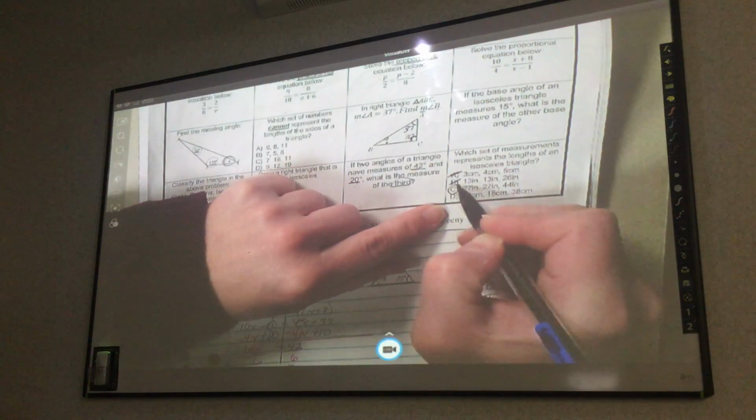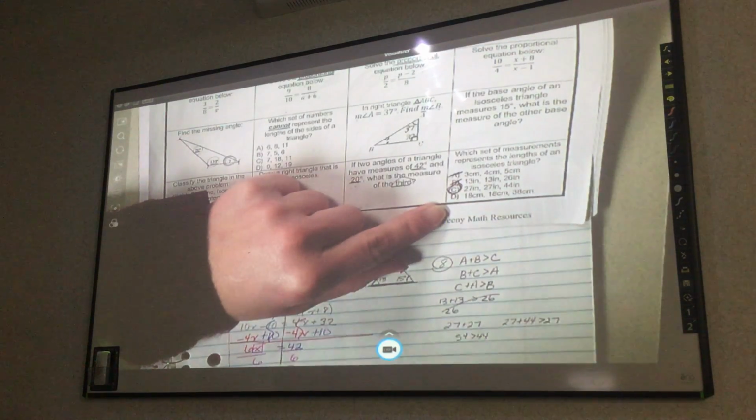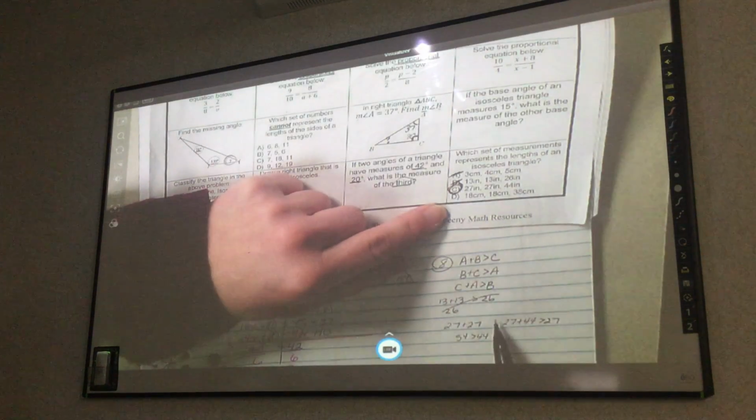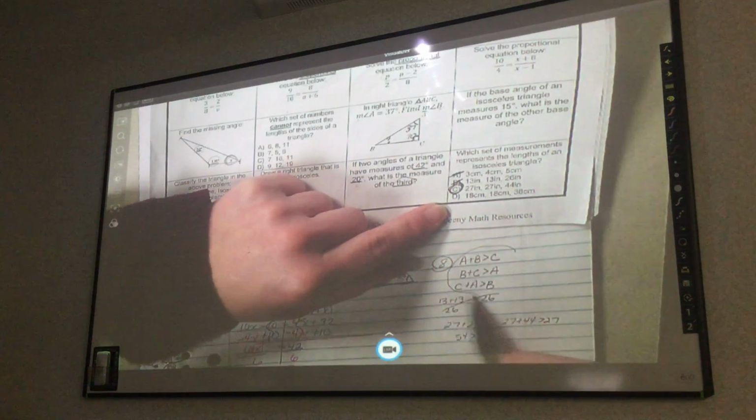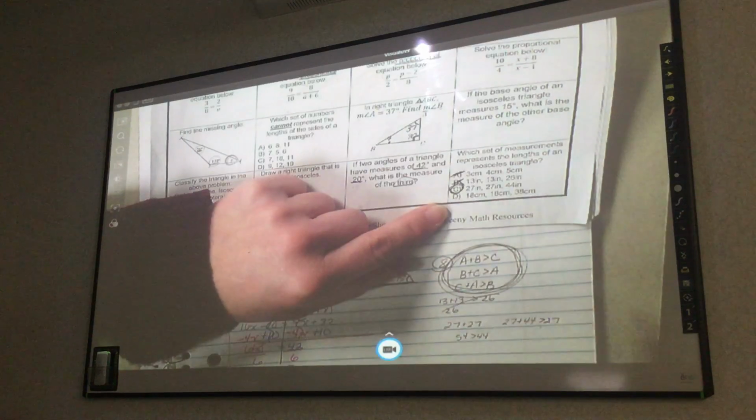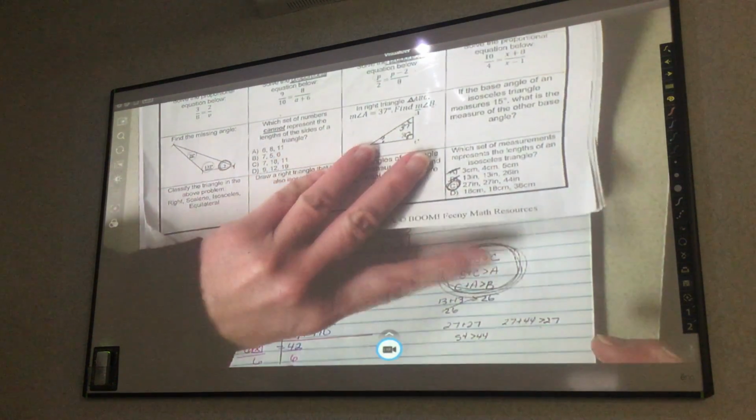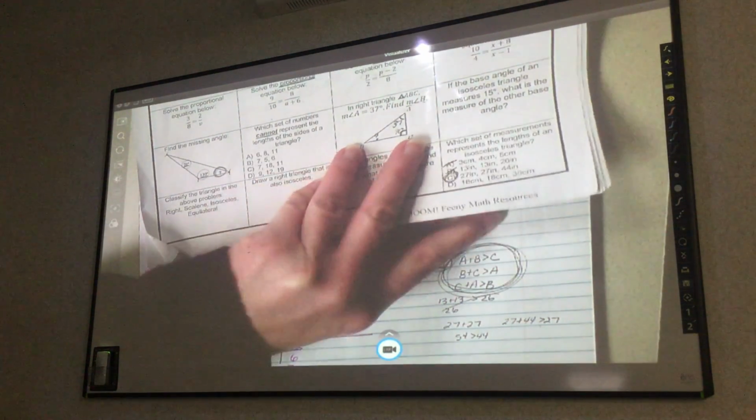Do I have to check on D? No, not if I found the answer. But I'm showing my work, and I'm showing the theorem. I want you to rewrite that theorem. If you didn't, put it on your paper. The more you write it, the more you remember.